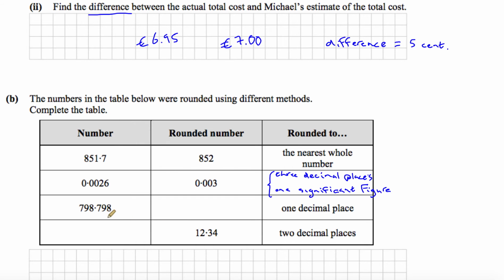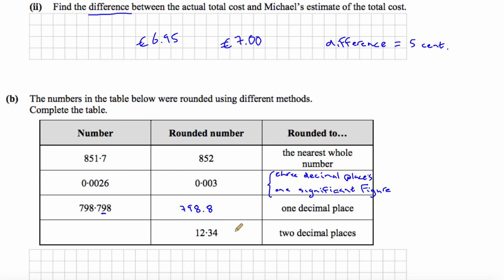Okay, the next number, 798.798. We have to find the rounded number, and we're rounding to one decimal place. So if we're rounding to one decimal place, we always look to the digit after that. So we look to the second digit after the decimal. And we ask ourselves, does this 9 affect the 7 before it? In other words, would it knock the 7 up, or would the 7 remain the same? Well, this 9 is greater than or equal to 5, so this 7 here in front will become an 8. So that the rounded number would be 798.8 to one decimal place.